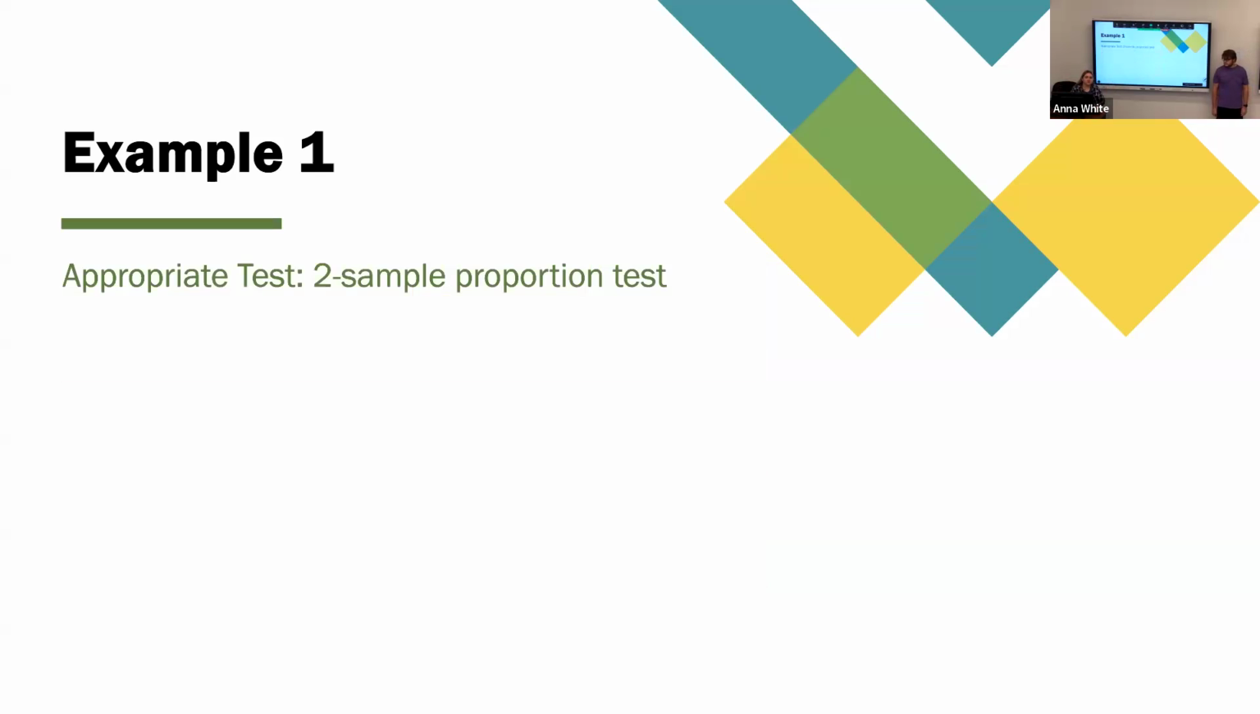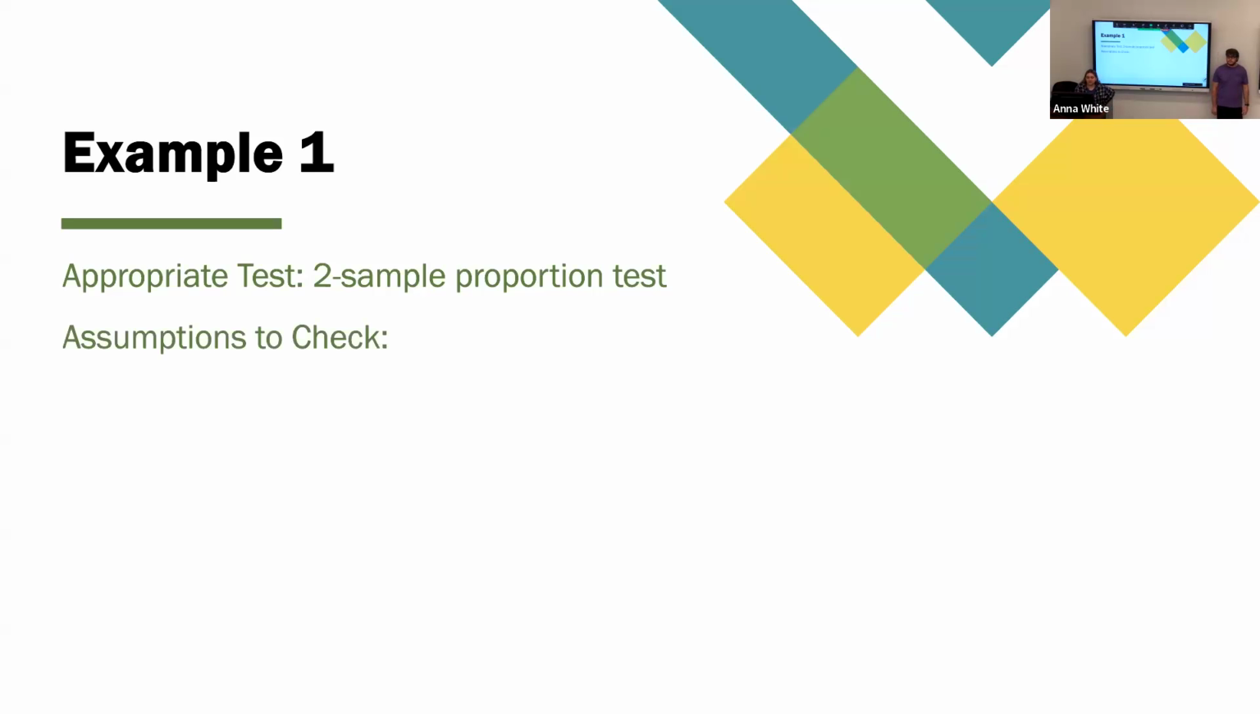In order to answer this question, whether or not the proportion of students who have taken the class and who have not differs significantly in whether or not they have a savings account, we would actually do a 2-sample proportion test, kind of like the test that Jonah showed earlier, but a little bit more in depth.